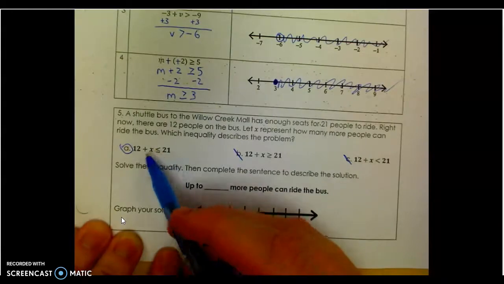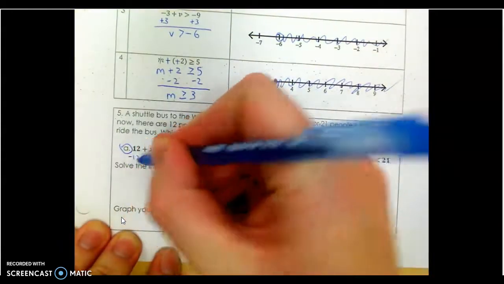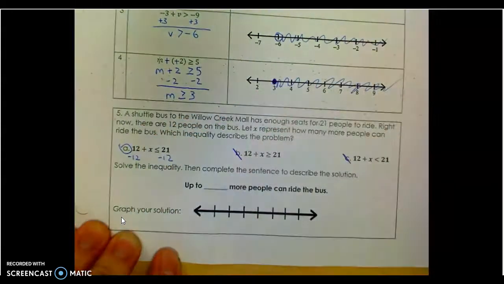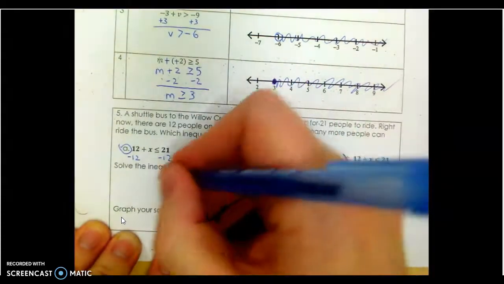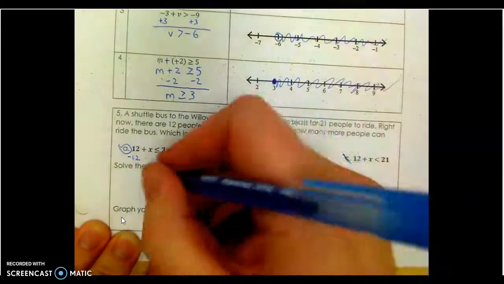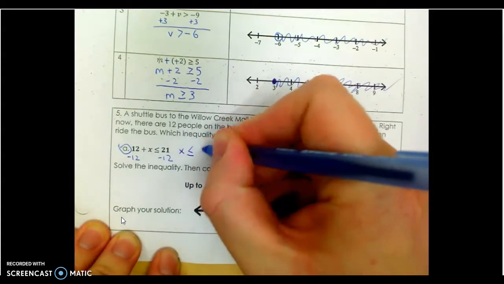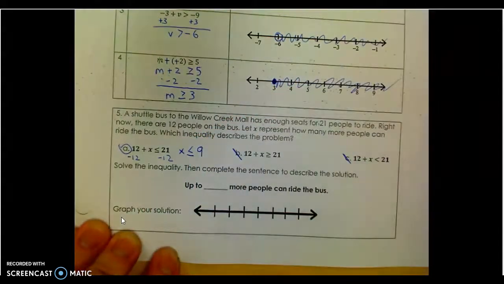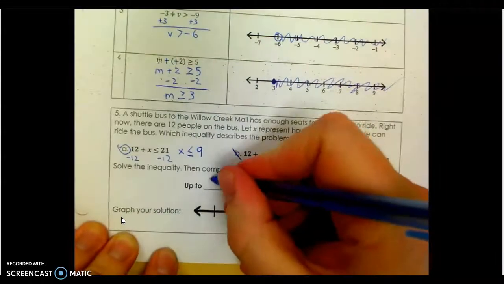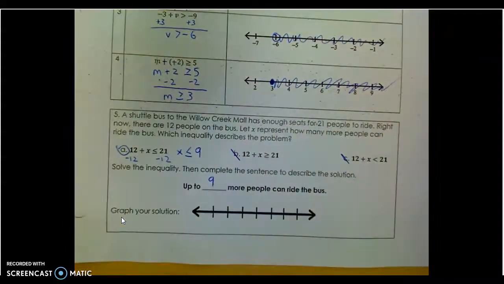To solve the inequality, we would subtract 12 from both sides, and we'd get, right in a room here, I'll write it off to the side, x is less than or equal to 9. So up to 9 more people can ride the bus.